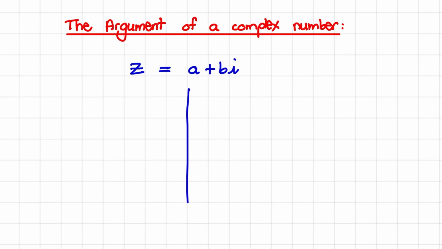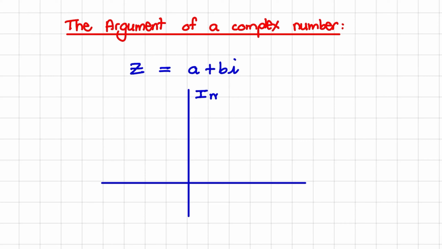And in a previous video, I showed you how you can plot a complex number on the complex plane. So we have an imaginary axis instead of the y-axis and the real axis instead of the x-axis. So a is the real number and b is the imaginary number. So we can plot a point on the complex plane. Now let us join a line from the origin to that point on the complex plane.